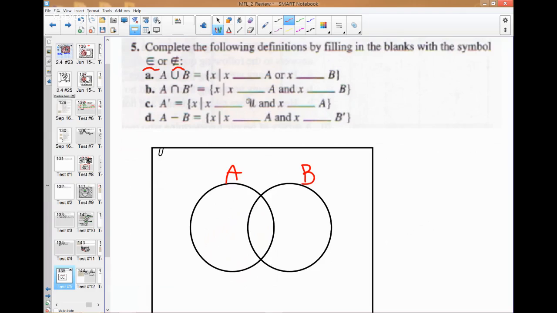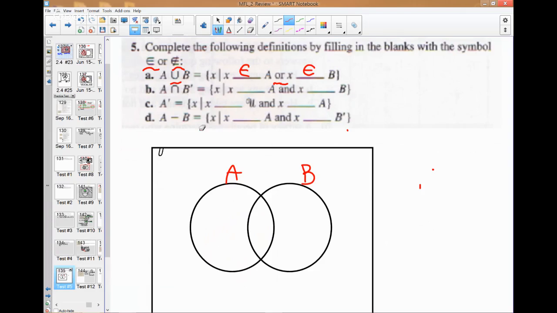Yeah, and so they've got that matched up correctly. And are they things that are in A or not in A? This is pretty obvious. They're in A, right? So everything in A or everything that's in B. Here it's really the link again between union and or.